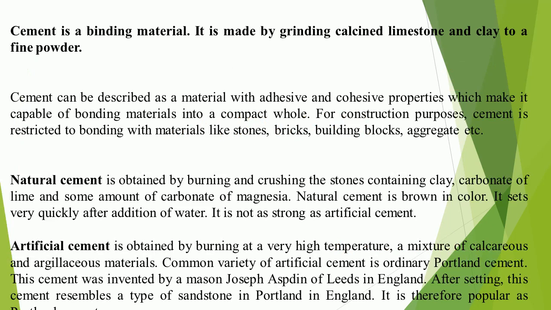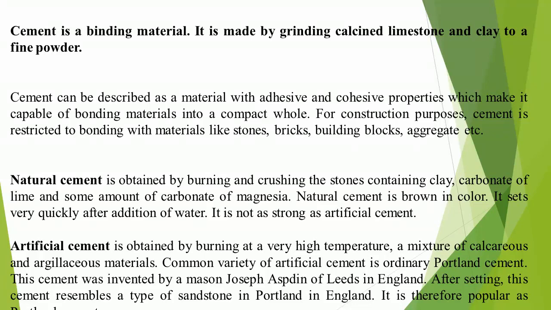Cement is a binding material. It is made by grinding calcined limestone and clay to a fine powder. Cement can be described as a material with adhesive and cohesive properties which make it capable of bonding materials into a compact whole. For construction purposes, cement is restricted to bonding with materials like stones, bricks, building blocks, aggregate, etc.